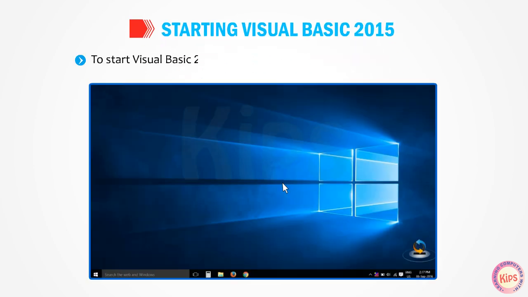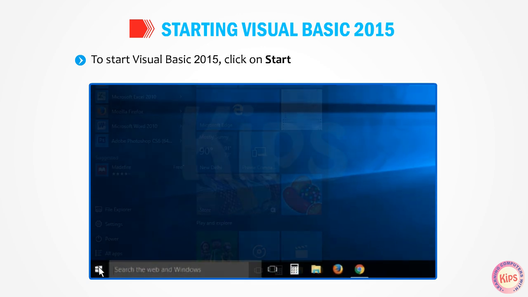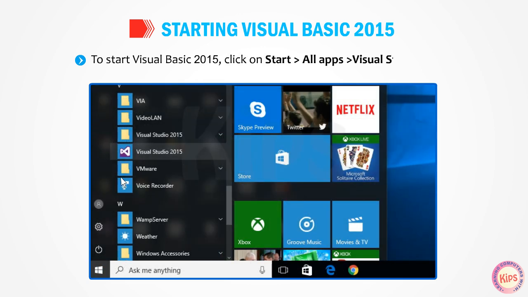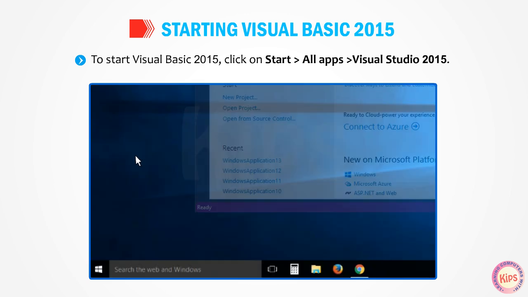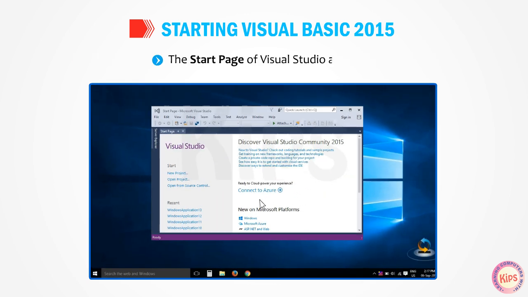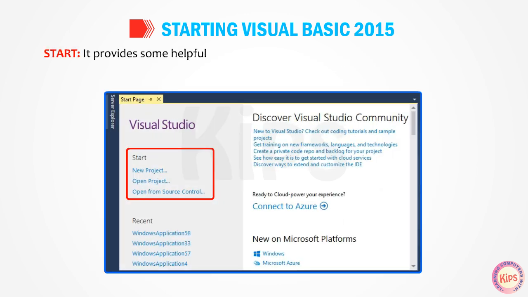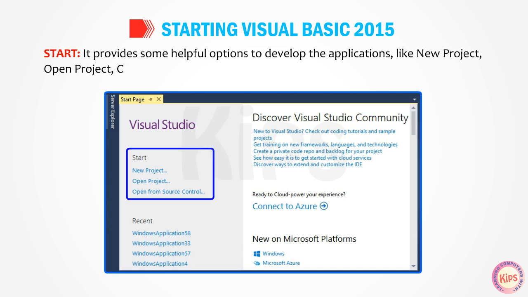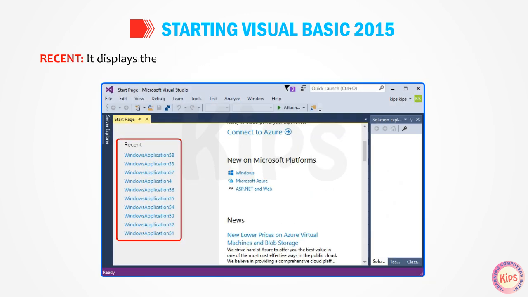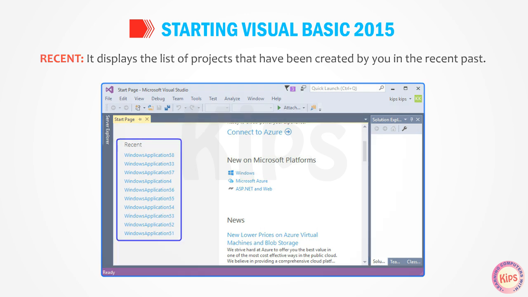To start Visual Basic 2015, click on Start, then All Apps, then Visual Studio 2015. The Start page of Visual Studio appears. The Visual Studio Start page consists of a few panes, namely Start. It provides some helpful options to develop the applications like New Project, Open from Source Control. Recent. It displays the list of projects that have been created by you in the recent past.